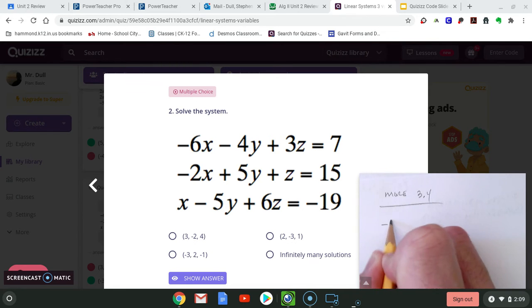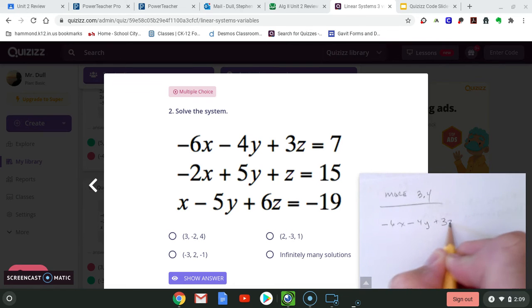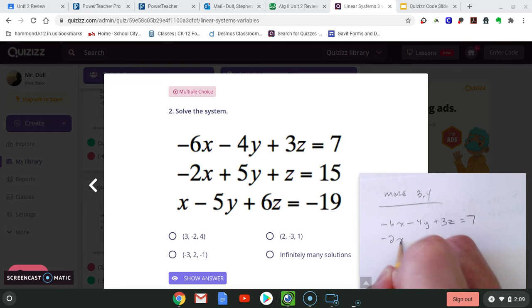This one was number 2: negative 6x minus 4y plus 3z equals 7, and negative 2x plus 5y plus z equals 15, and x minus 5y plus 6z equals negative 19. So I'm going to label these equation 1, equation 2, and equation 3.